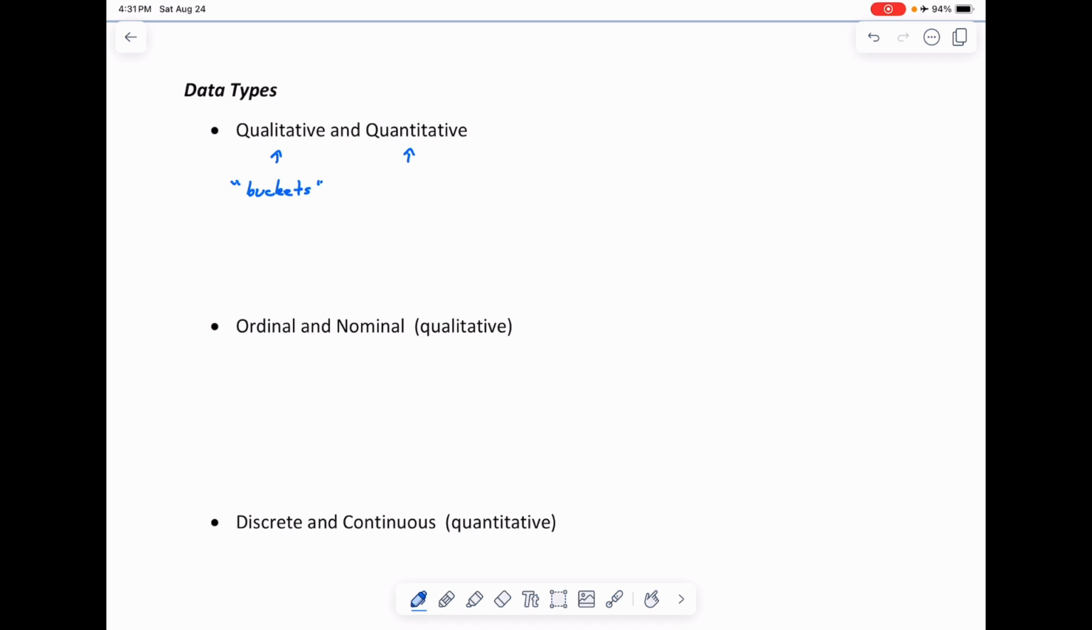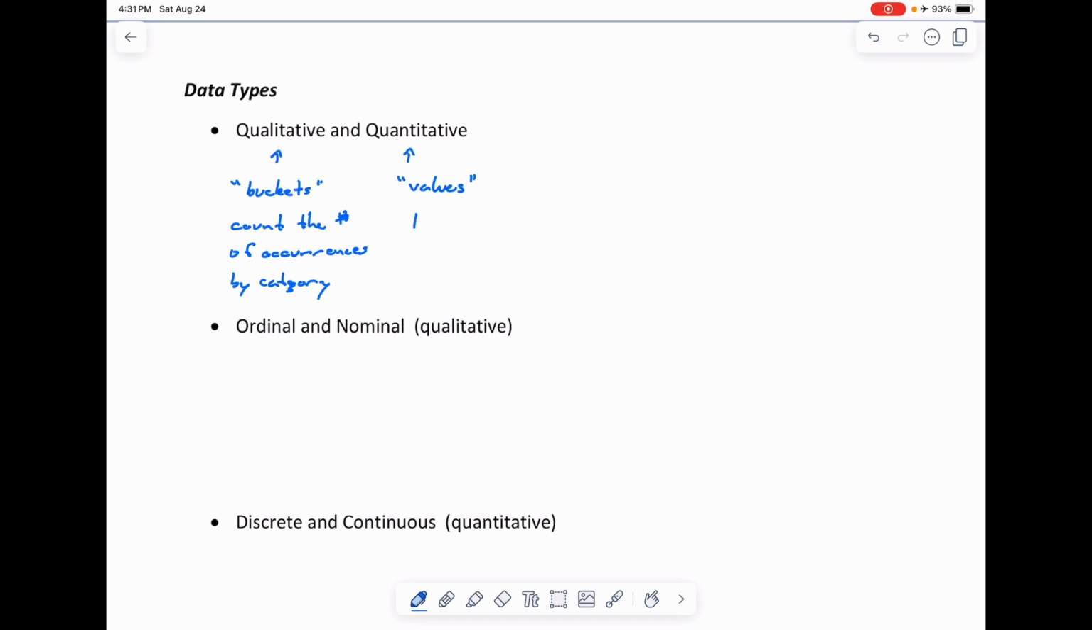So it's a situation where you can typically count the number of occurrences, that's a number sign, the number of occurrences by category. That's typically how you're going to think of qualitative.